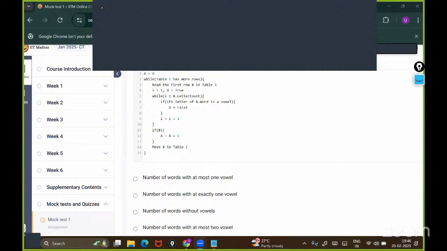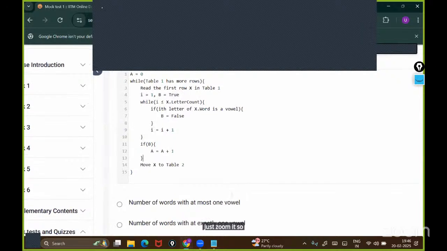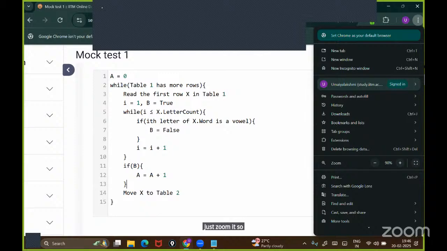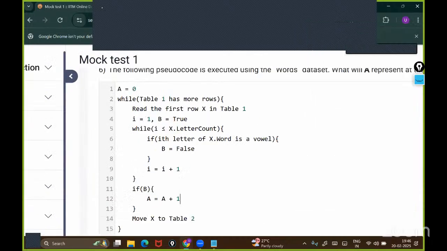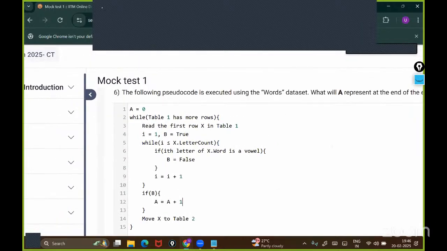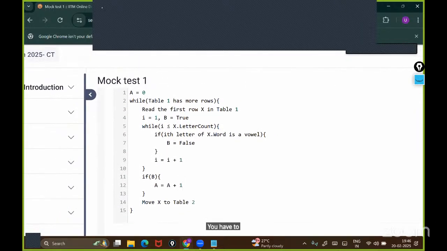Yes, has everyone gone through this? A little bit maximize, madam. Yes, just zoom it. You have to find what A will represent at the end of the execution.